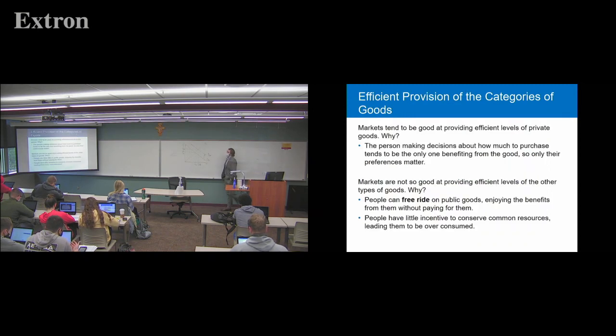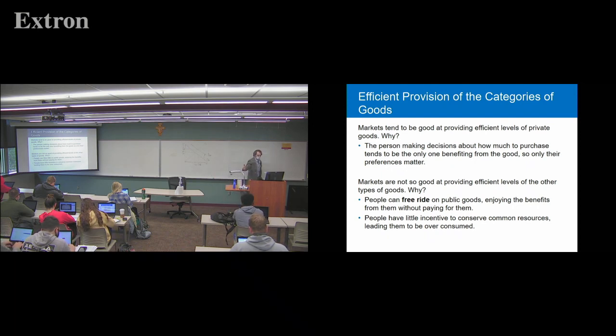So markets tend to be great at providing efficient levels of private goods because the person making decisions about how much to purchase tends to be the only one benefiting from the good. So only their preferences matter, only their needs, only their willingness and ability to pay. But markets aren't so good at providing efficient levels of other goods. So for public goods, people can what they call free ride. So they can enjoy the benefits without paying.